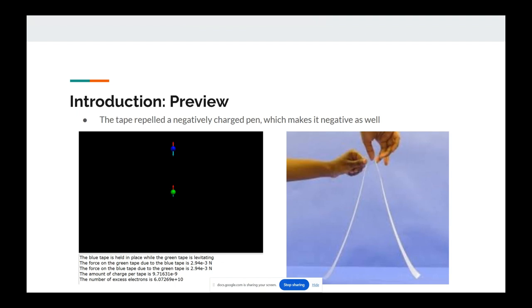As you can see, we found that the force on the green tape to the blue tape is 2.94e-3 newtons. Since they are equal and opposite reactions, these forces are equal on each other. The amount of charge per tape is 9.716e-9 coulombs, and the number of excess electrons is 6.07e10.